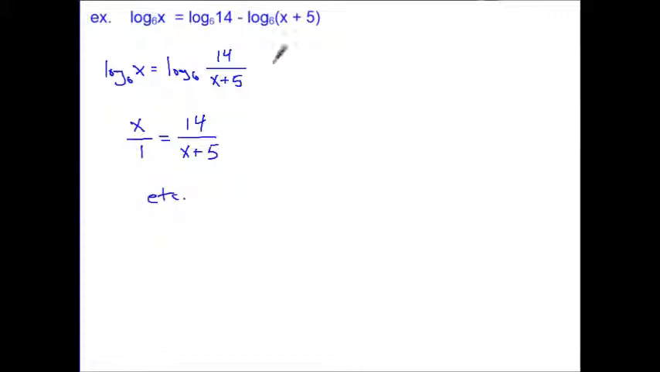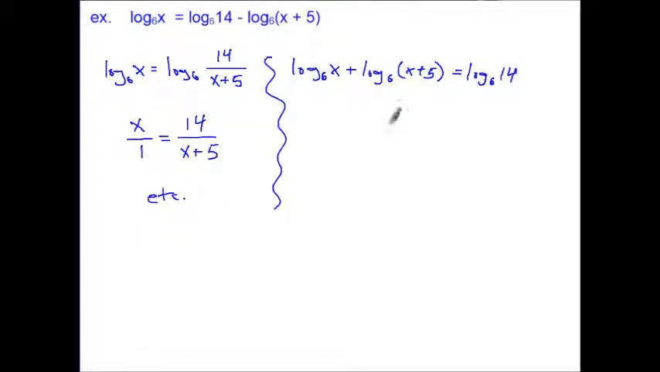So option number 2, I'll do it here on the right. It's an equation, so I'm free to do anything I want to it, including adding things to both sides. If I add this log term to both sides, it'll cancel out on the right and show up on the left as a positive version of it. So by doing that, I'll get log base 6 of x plus log base 6 of x plus 5 equals log base 6 of 14.